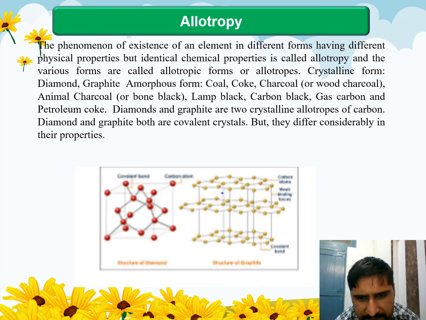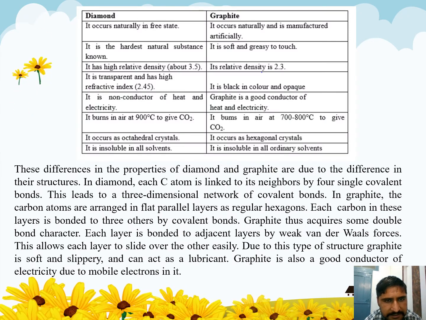But when we talk about graphite, it has a hexagonal type of pattern. You see a hexagon here, and this is combined with another hexagon, and this with another. It means it has a layer type of structure, but diamond has a discrete structure.